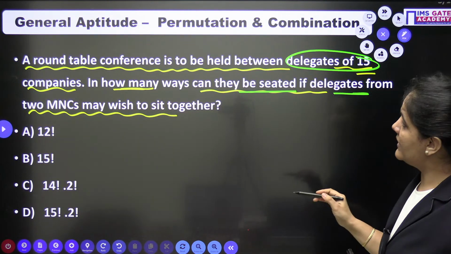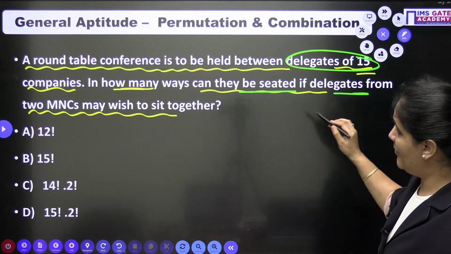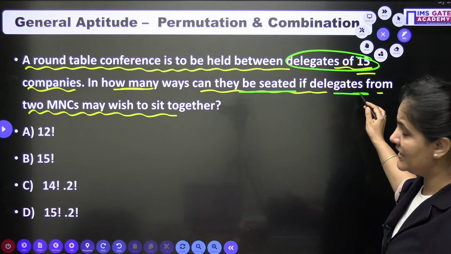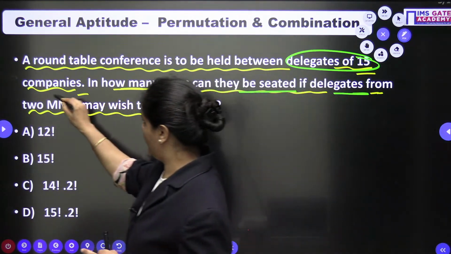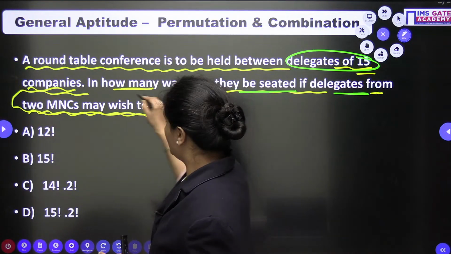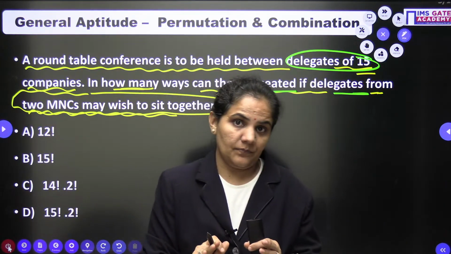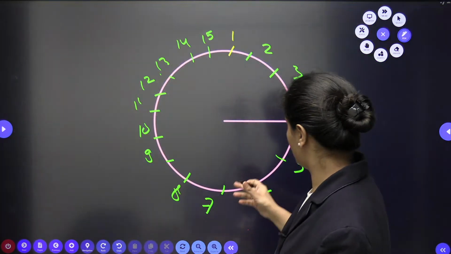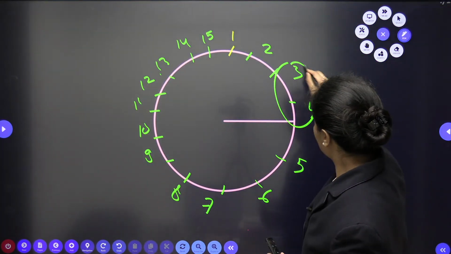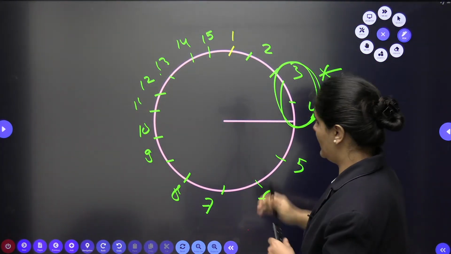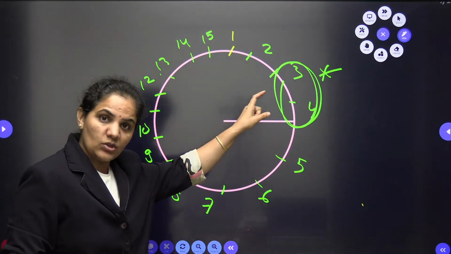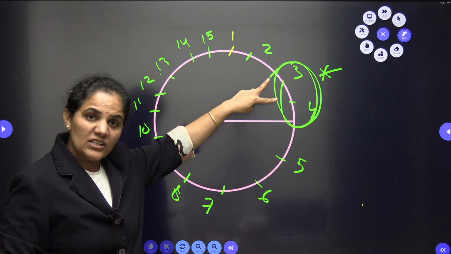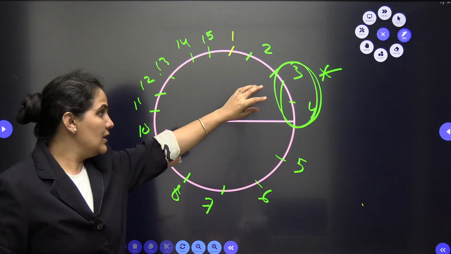Out of the 15 companies, in how many ways can they be seated if delegates from 2 MNCs want to sit together? Now this is an important part. Two MNCs' persons want to sit together, suppose these 3 and 4, the MNC number 3 and MNC number 4 delegates want to sit together. So these two persons want to sit together.